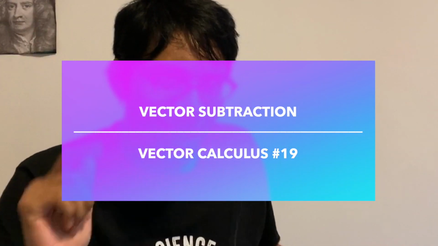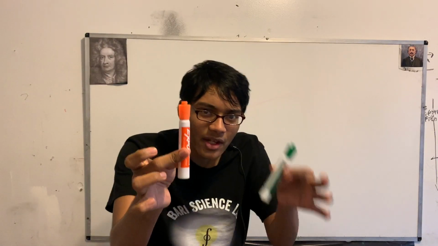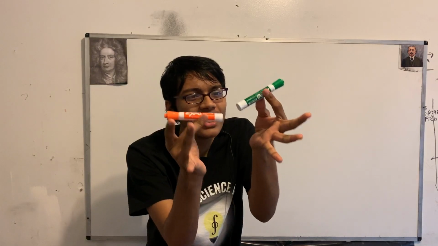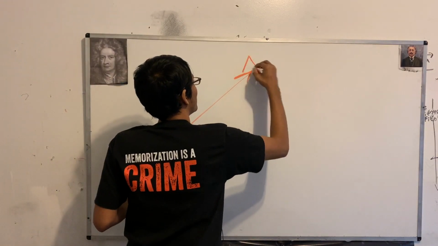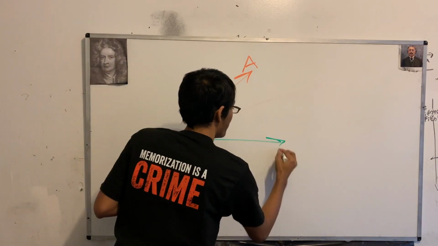Let's jump right into vector subtraction. I'm going to give you two vectors, one in orange and one in green. And I want you to think about what it means to subtract these two vectors. Here's my first vector. Let's call it vector A. And here's my second vector. Let's call it vector B.